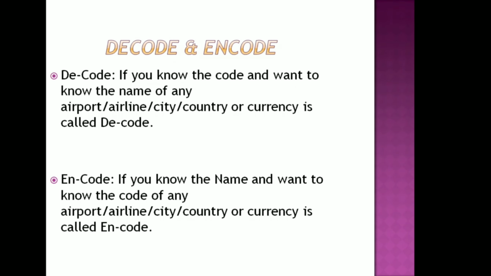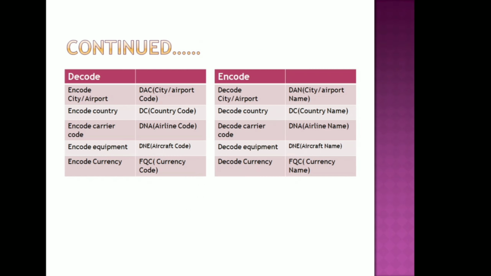Moving to next, decode and encode. So what do you understand by decode? If you know the code and you want to know the name of any airport, airline, city, country, or currency, it is called decode. Encode is, if you know the name and want to know the code of any airport, airline, city, country, and currency. So in the travel industry, everything has been set up on the codes only. So let's begin with encode and decode.